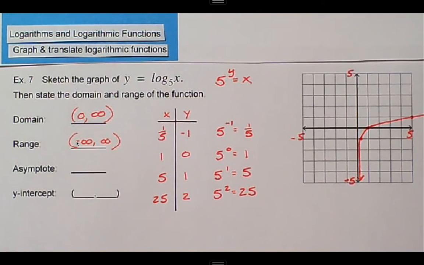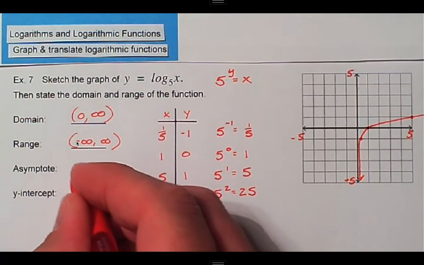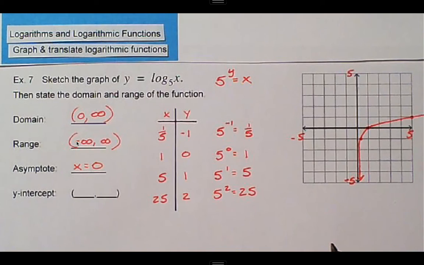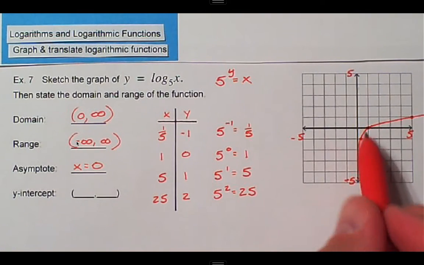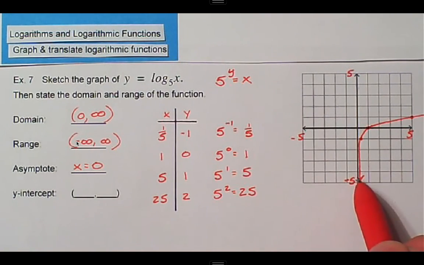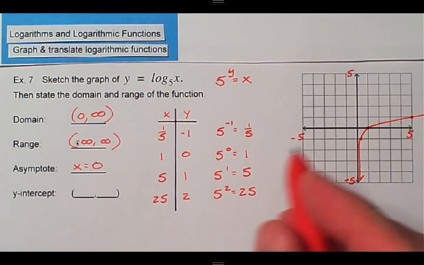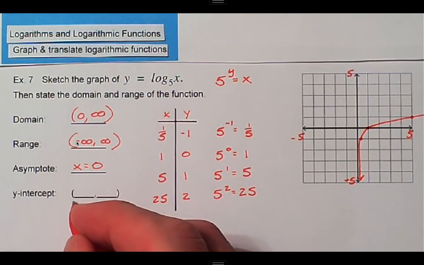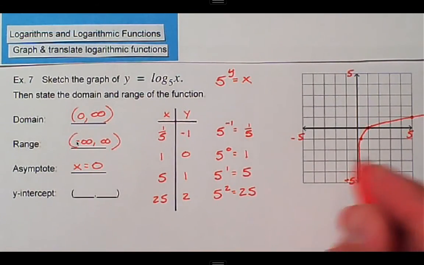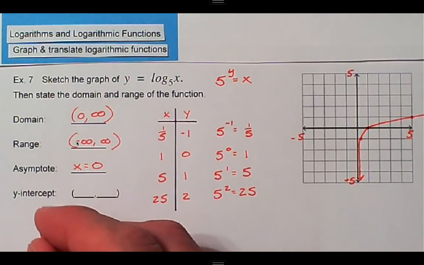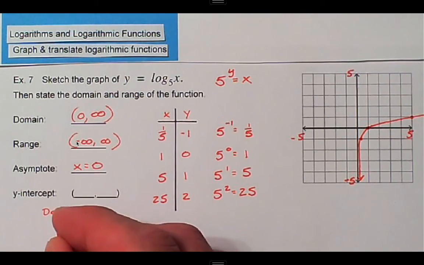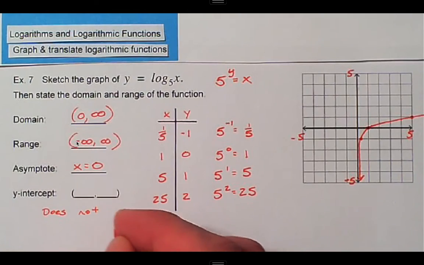Our asymptote is basically the y-axis right here, or we can say x equals 0. And the y-intercept, where does our graph cross the y-axis? In this case, it does not. So it does not cross. So there's no y-intercept.